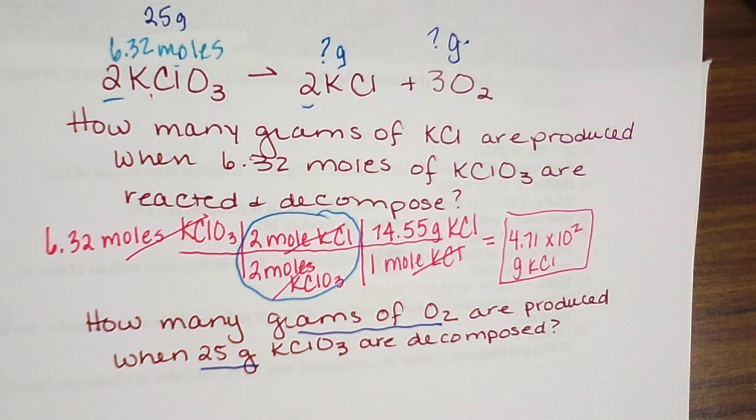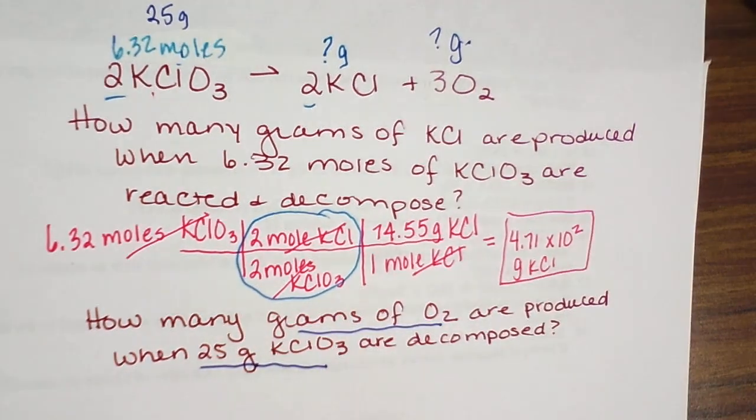So I'm going to start with grams of potassium chlorate here. I'm going to have to go to moles of potassium chlorate. Then I can switch to moles of O2 and then go out to grams of O2. Okay? So let's try that.